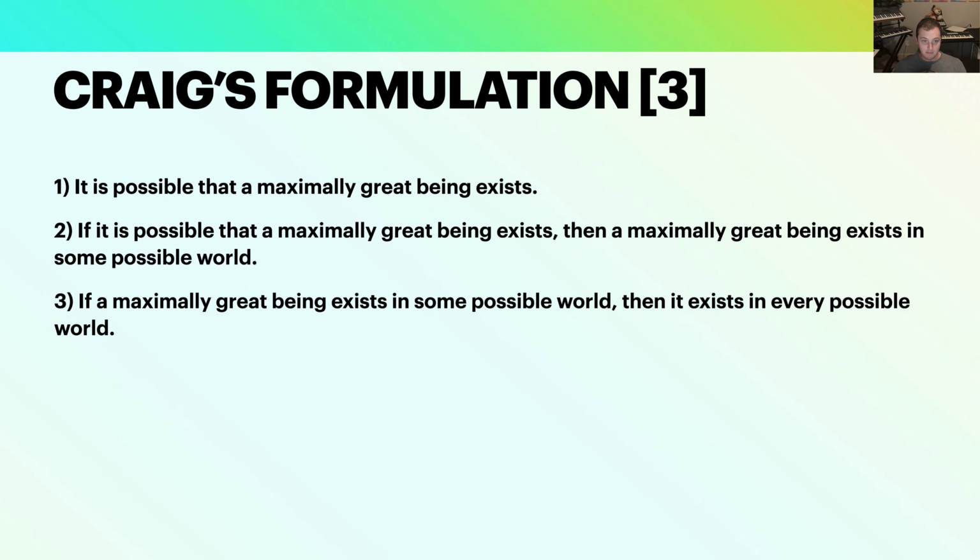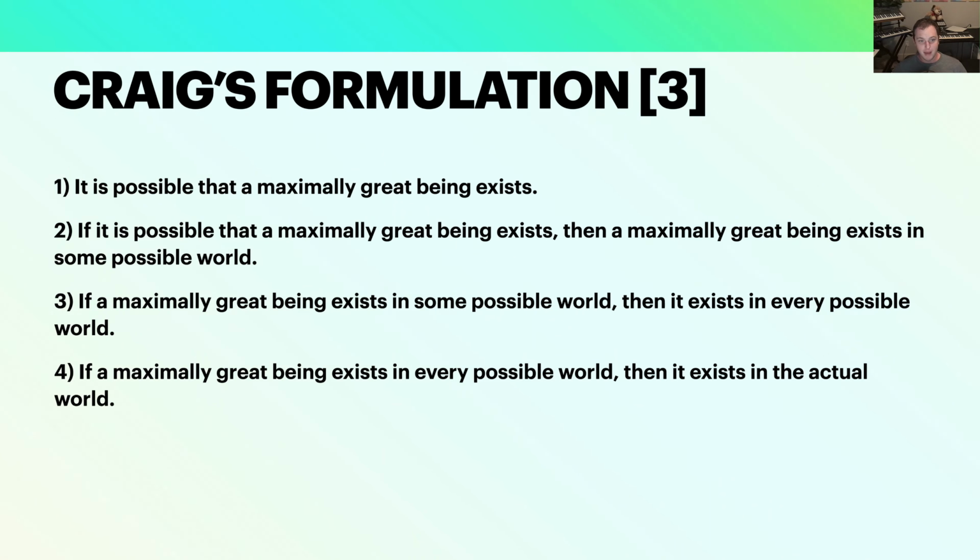Premise 3: if a maximally great being exists in some possible world, then it exists in every possible world. Basically, if a maximally great being exists in some possible world, it would be better if this maximally great being existed in more worlds, and it would be the greatest if it existed in all possible worlds.